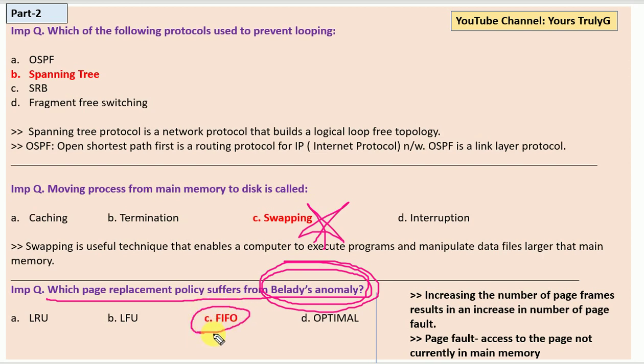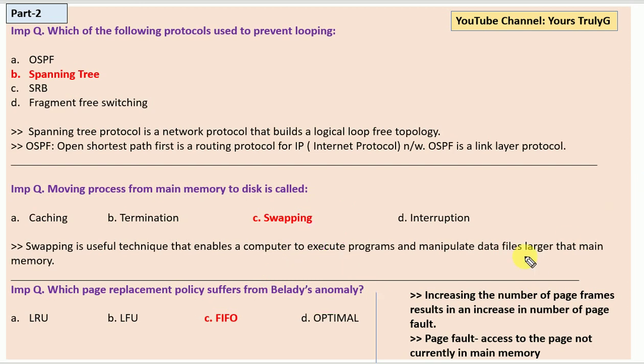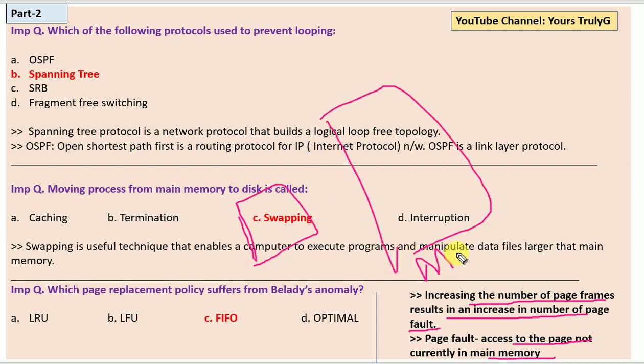Okay, so let's discuss a few points related to this. Increasing the number of page frames results in an increase in the number of page faults. That we know. If you increase the number of page frames, the page faults will increase. So you have to understand it. What is a page fault? If you want to access a page and that page is not currently available in the main memory, this is nothing but a page fault. That is known as a page fault.